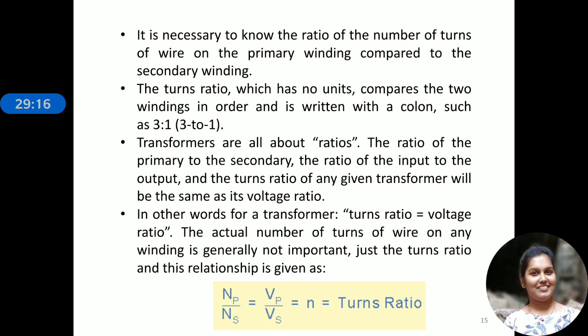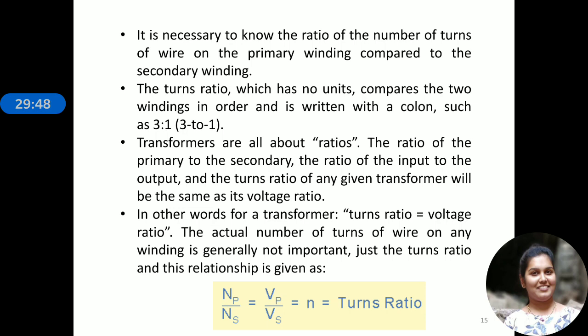Okay, so the ratio of the primary to the secondary, the ratio of the input to the output, and the turns ratio of any given transformer will be the same as its voltage ratio. In other words, for a transformer, the turns ratio is simply a voltage ratio. Okay, the number of turns, or the turns ratio, will give us the voltage ratio. The actual number of turns of wire on any winding is generally not important.